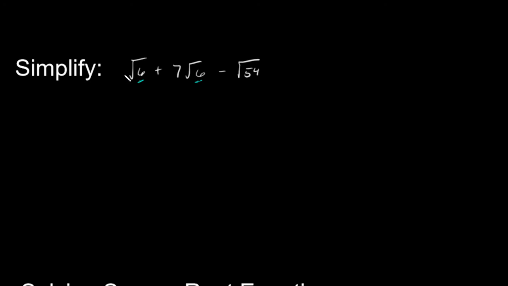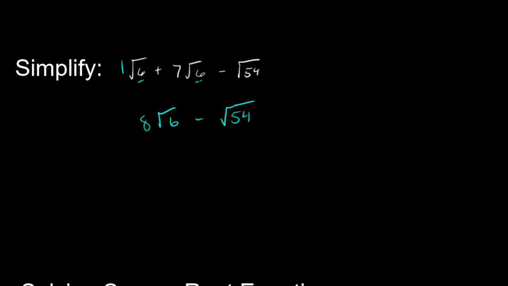So right off the bat, I've got 1 square root of 6 plus 7 more square roots of 6. So that is 8 square roots of 6. All right, looking good so far, right? You had 1 of the square roots of 6, and you added 7 more, so now you have 8 square roots of 6.